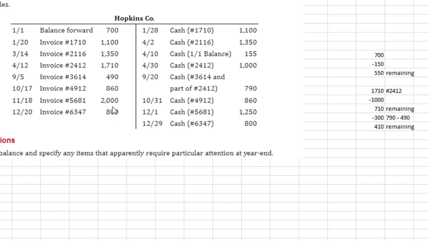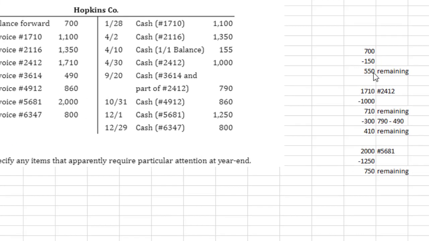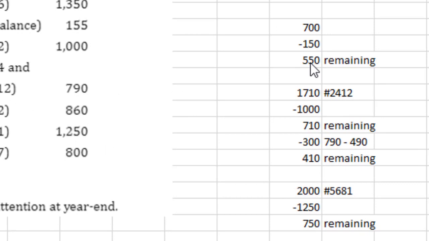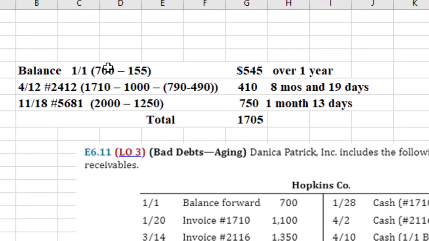Invoice 5681, they didn't pay that in full. They only paid $1,250. And then invoice 6347 was paid in full. And so what we have is three different invoices that were left unpaid. The beginning balance, 2412, has a part of it that wasn't paid, and 5681, that invoice has a part that wasn't paid. And so when you look at the age listing, you see the number of days.